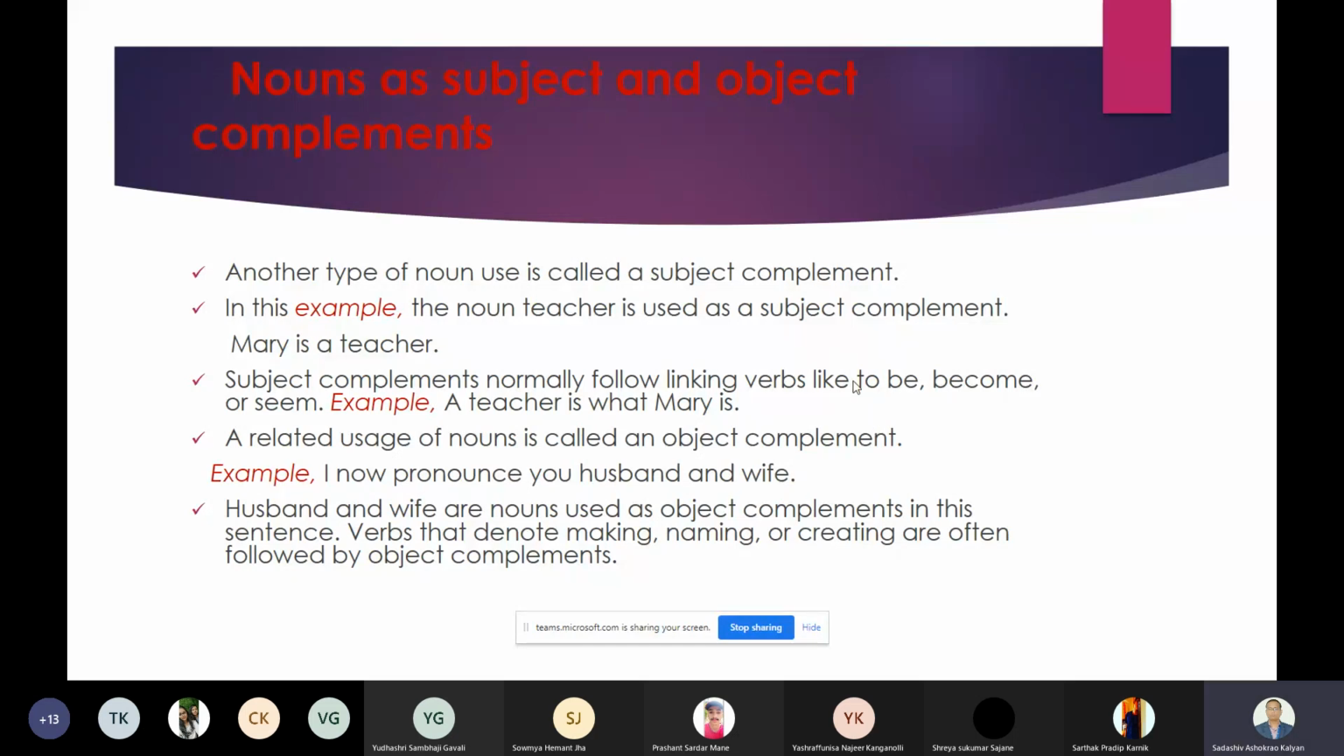Then we have another example. A related usage is how the noun can also be used as an object complement. I now pronounce you husband and wife. This is one example. In this example, both words, husband and wife, are used as object complements. These verbs tell us about naming or creating, and they are followed by object complements.